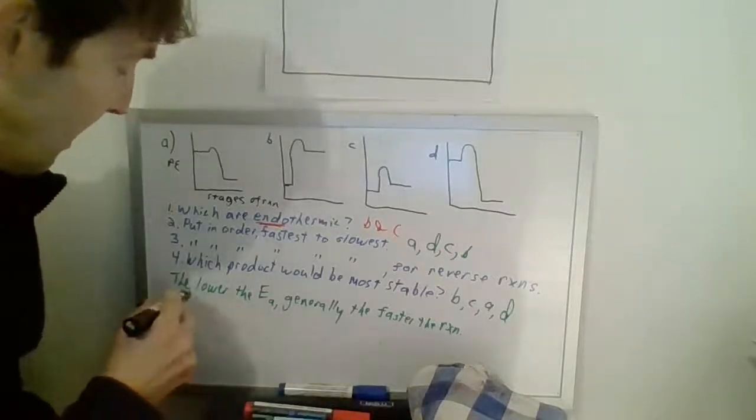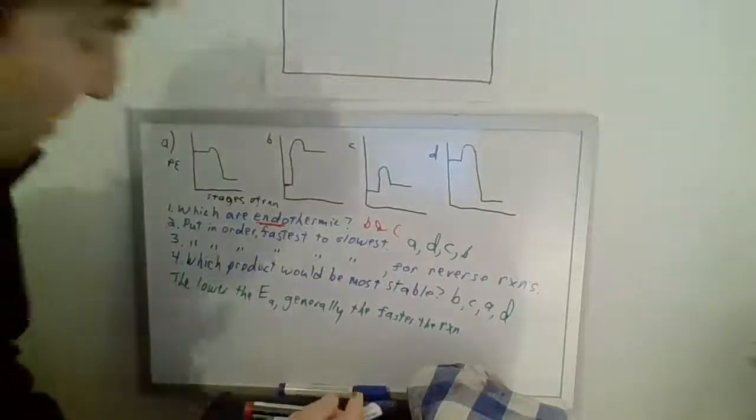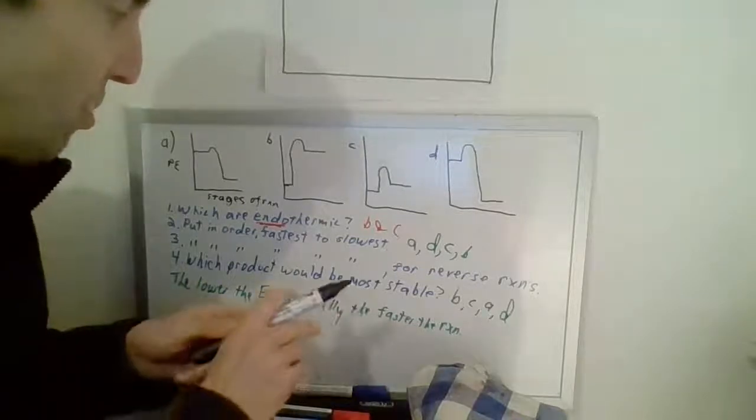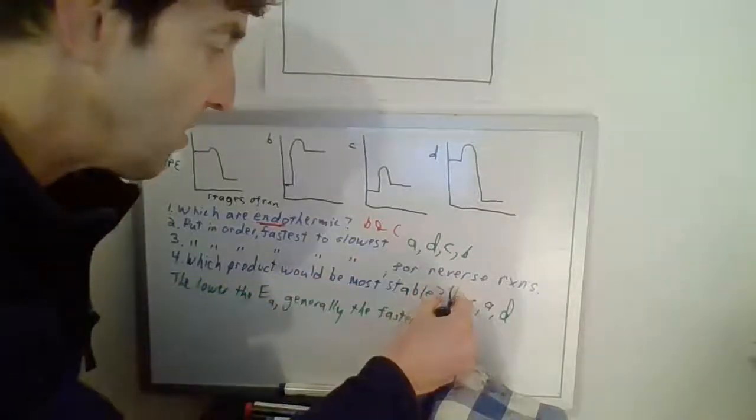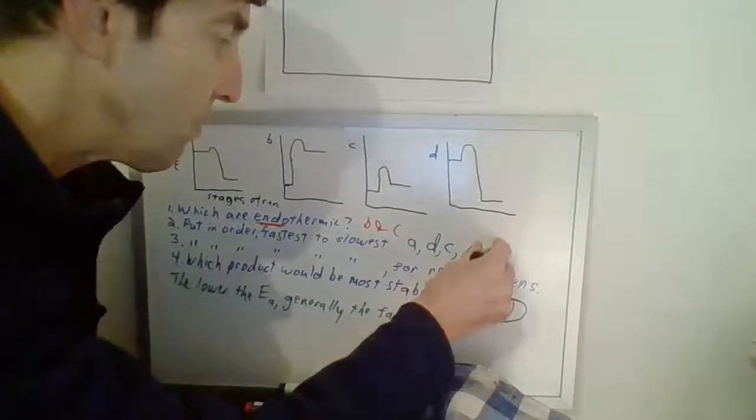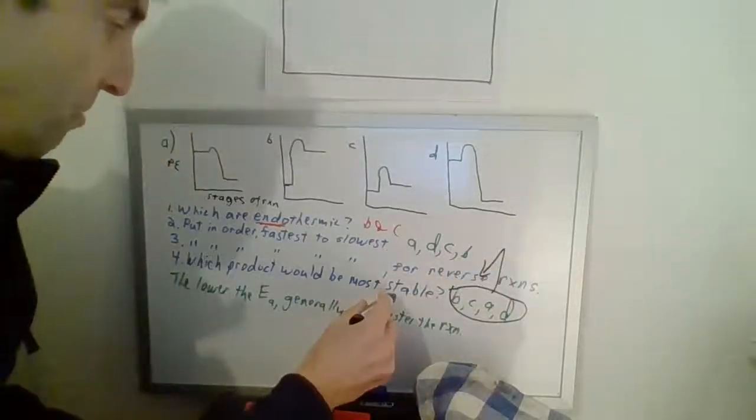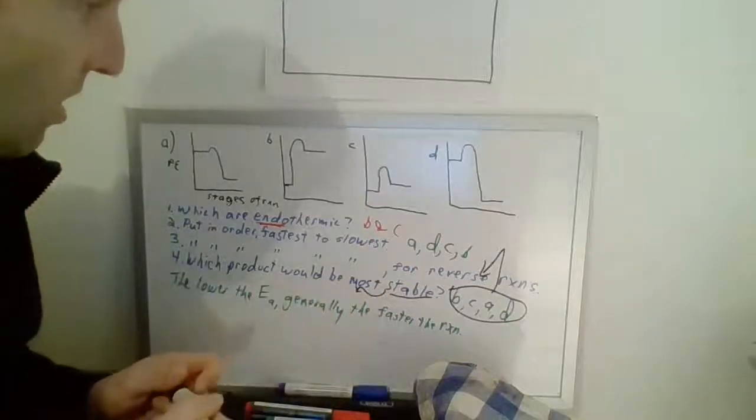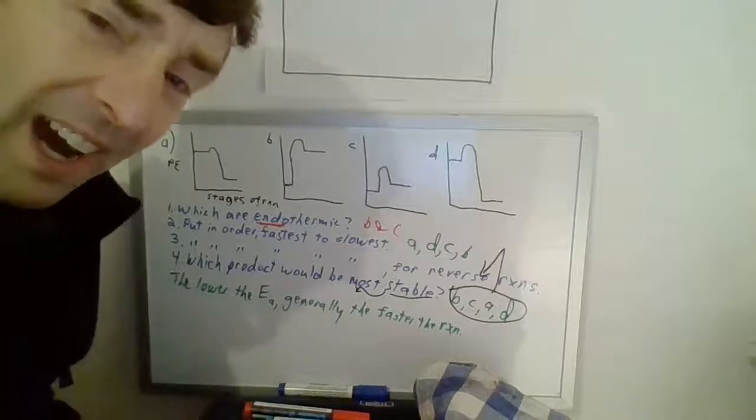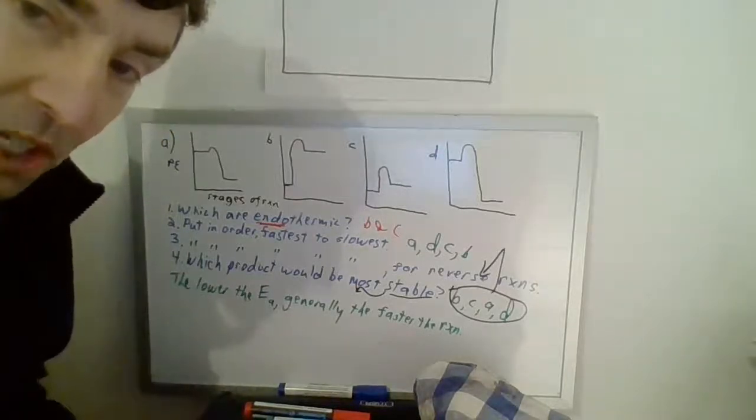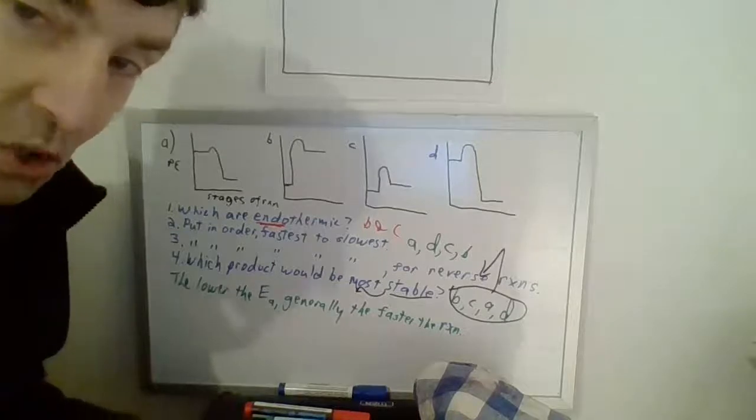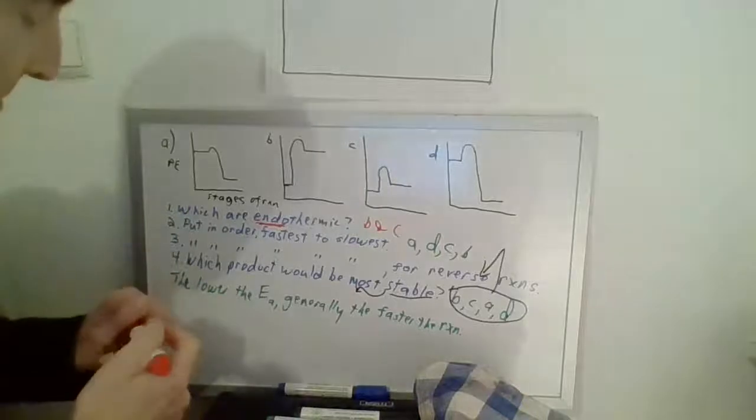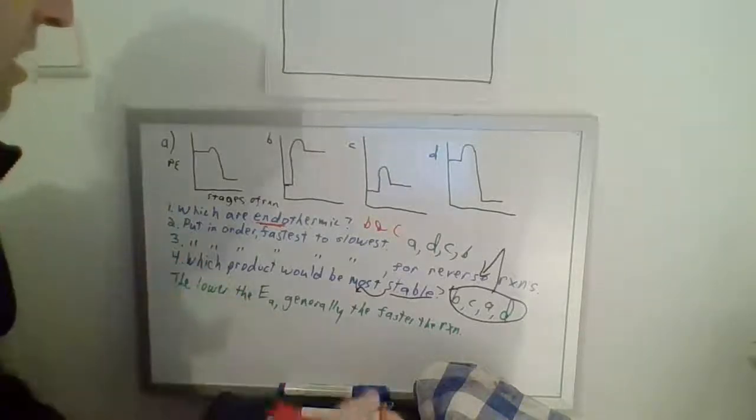So, pardon me. The last one, number 4. Which product would be the most stable? Ooh, I put this in the wrong answer spot. Sorry. That's here. Okay, so most stable. So which would be the most stable and why? Which would be the most stable? A, B, C, or D? Just one of them.